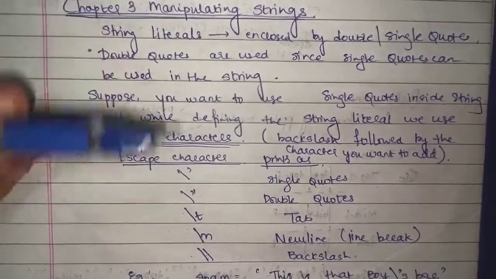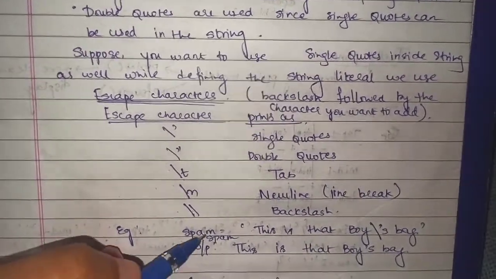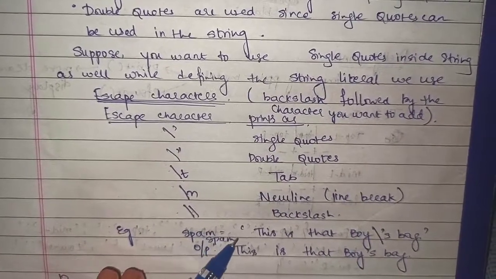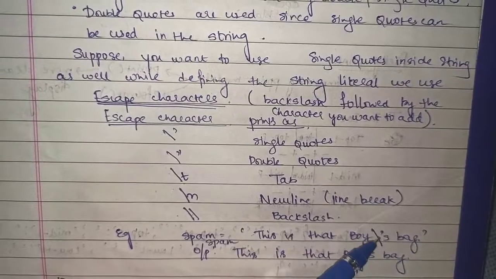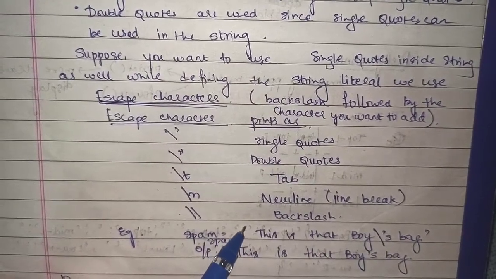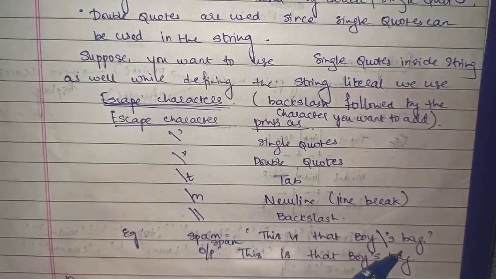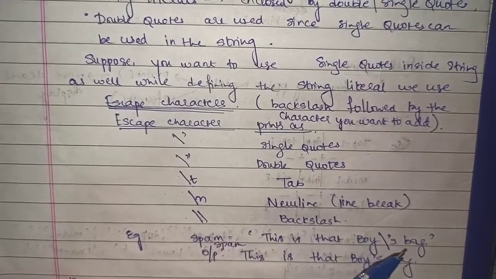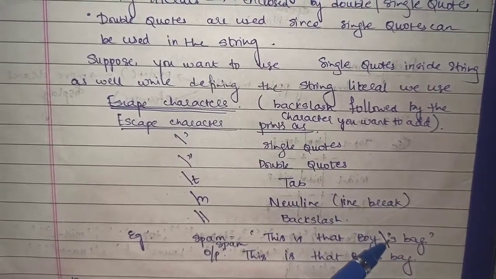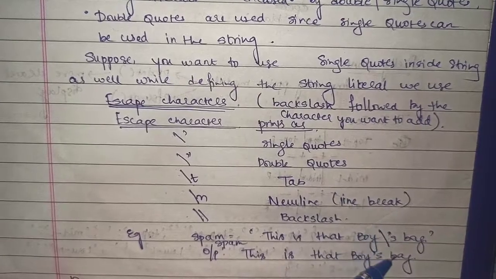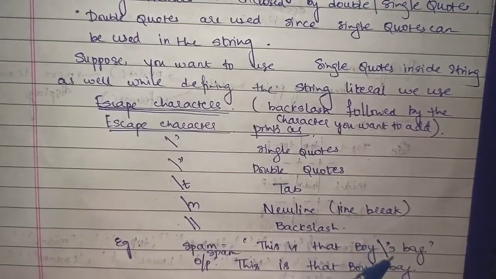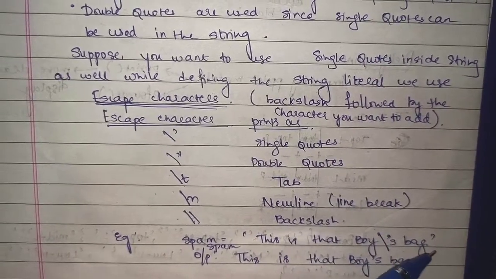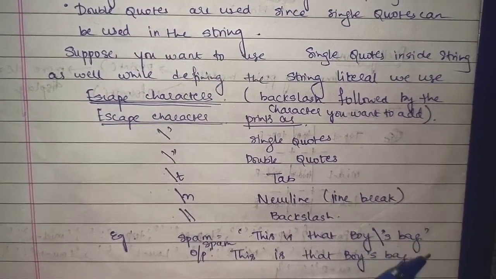So for example, you have spam that is initialized: 'This is that boy's bag'. Here it has been enclosed with single quotes, and suppose you don't want the compiler to take this as the end of the string, you indicate it with the backslash single quote, that is the escape character used, and then s, that is apostrophe s, and you close the string using the single quote itself.